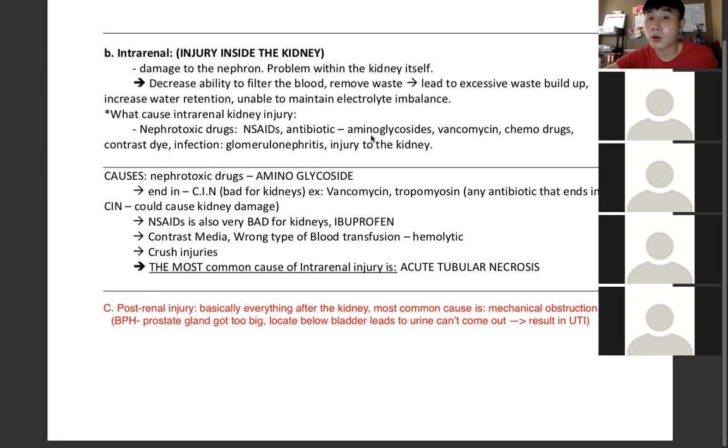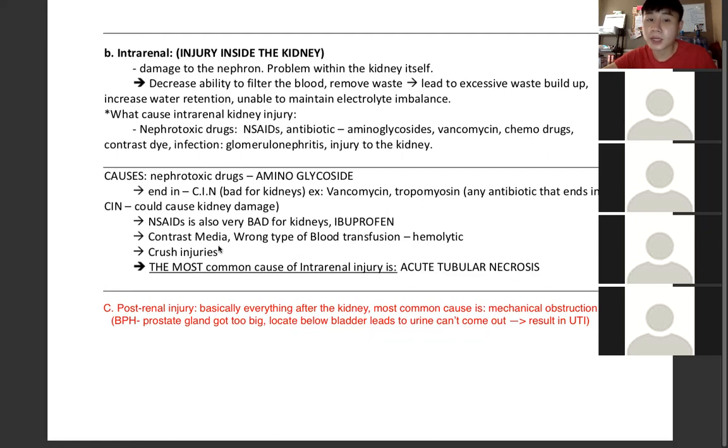Those antibiotics are called aminoglycoside antibiotics, and they usually end in "sin." So no "sin" for kidney. Vancomycin, or other antibiotics that end in "sin," we do not give if the patient has kidney injury. So yes, like I said here, causes include nephrotoxic drugs, aminoglycosides ending in "sin," bad for kidney, for example, vancomycin, tobramycin. Any antibiotic that ends in "sin" could cause kidney damage. NSAIDs are very bad for the kidney, for example, ibuprofen.